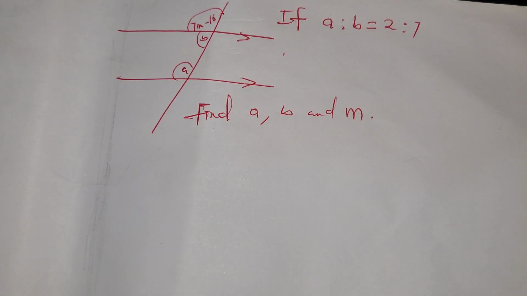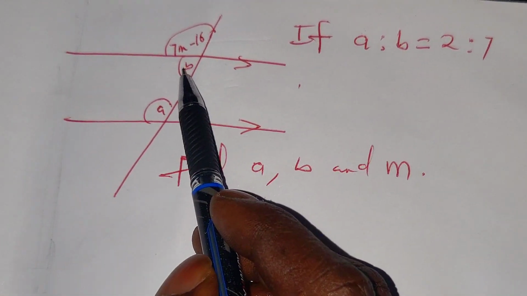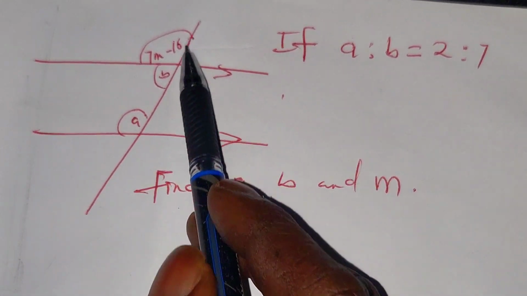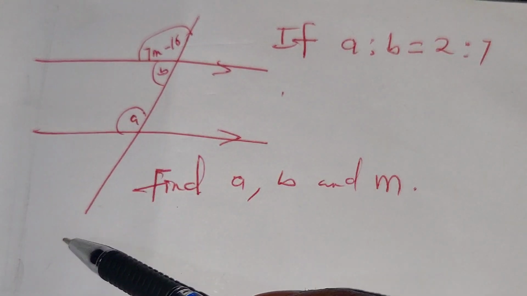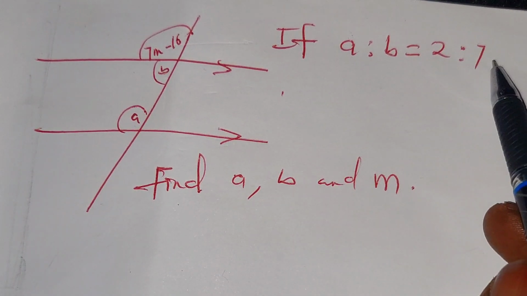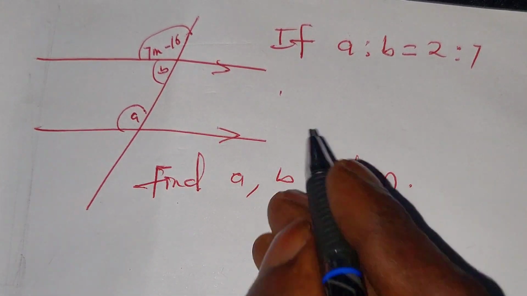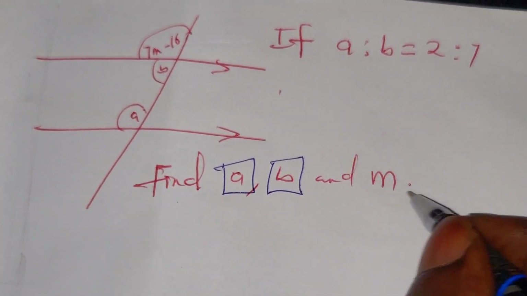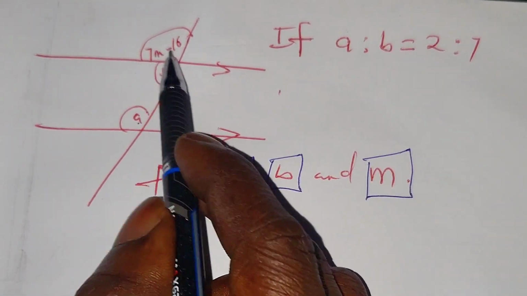So in this lesson, we're going to look at how to solve this question. We are given two parallel lines where we are told that this angle is 7m minus 16 and this angle is b. This angle is also a. And there's a transversal line cutting the parallel lines into two like that. Now, we are also told that a is to b is equal to 2 is to 7, then we should use that to find a, b, and then m. So we are finding this. So we have to know the angle of A, the angle of B, and then the value of this M.